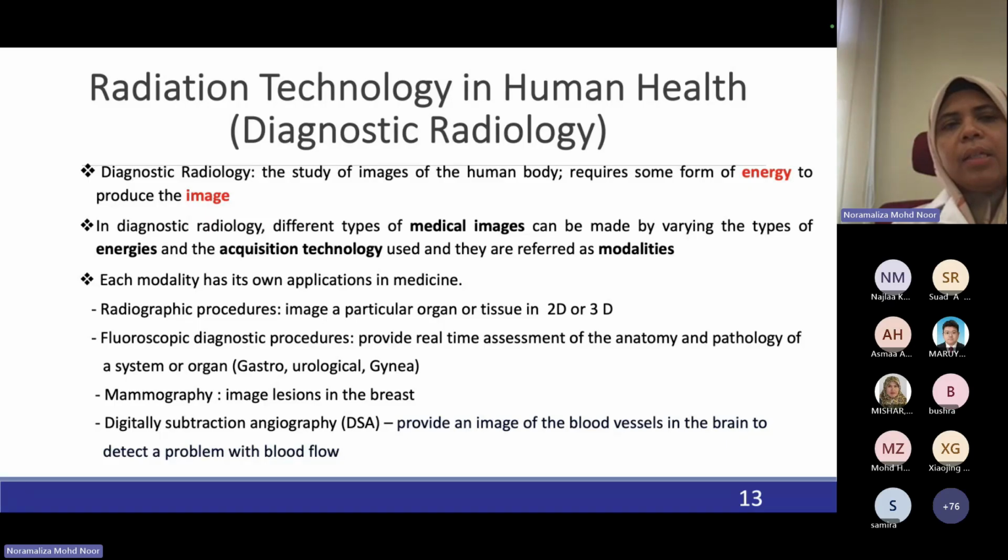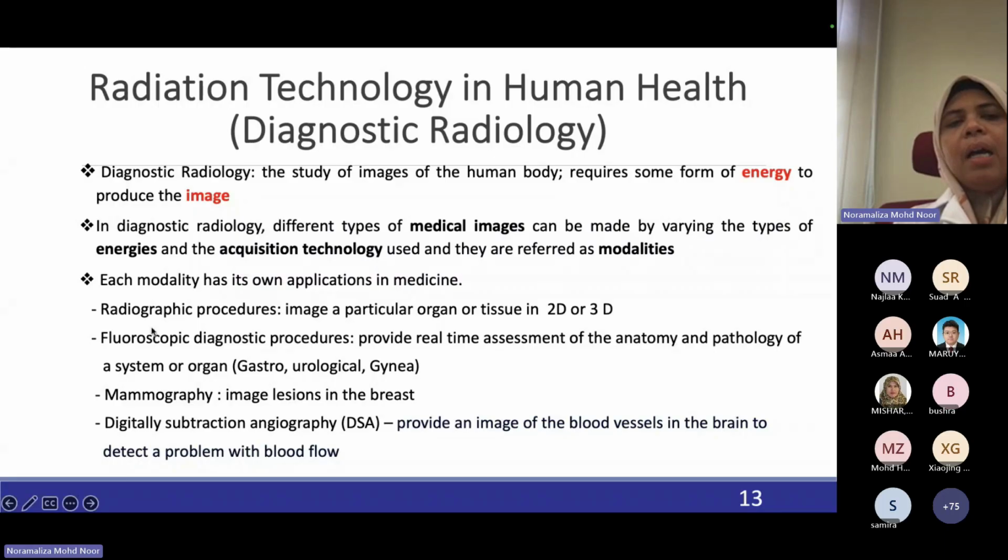So now I move on to how radiation technology is used in human health, in the diagnostic radiology area, where we know that diagnostic radiology is the study of images of the human body, which requires some form of energy to produce the image. So mainly we would like to produce the image. That's why different types of medical images can be made by varying the types of energy and the acquisition technology used, and all of them are referred to as a modality. So each modality in diagnostic radiology has its own applications.